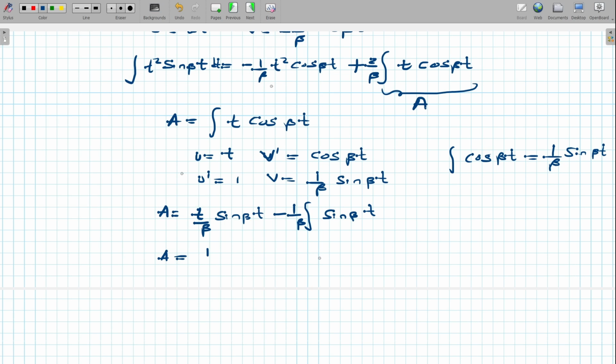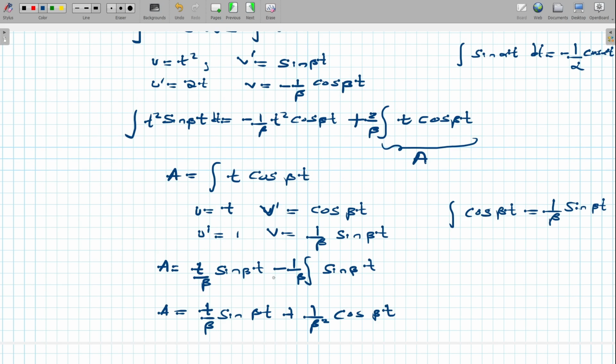So then we continue with our evaluation. We have a is equal to t divided by beta, and then sine beta t, right? And then the integral of sine beta t is going to give us a cosine. But the cosine is going to come with a negative, and so we're supposed to have plus 1 divided by beta squared. All right, so we're going to have a minus 1 over beta in front, and then the cosine beta t, like so. So that is our a.